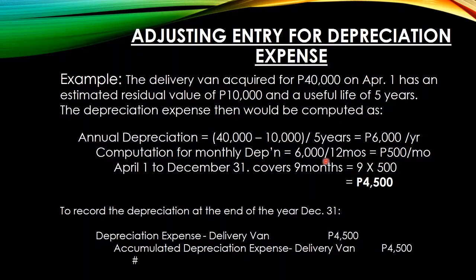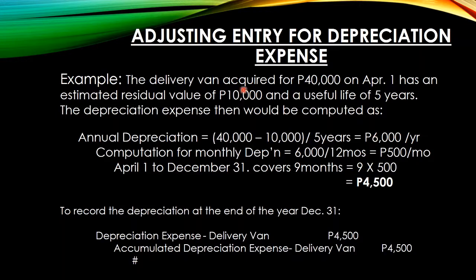So April to December 31, that is 9 months: April, May, June, July, August, September, October, November, December. We cover 9 months. The delivery van was used for 9 months. Therefore, our depreciation expense would not be the whole 6,000, because the 6,000 covers the whole year. But it is only 9 months, so we have to proportion it.